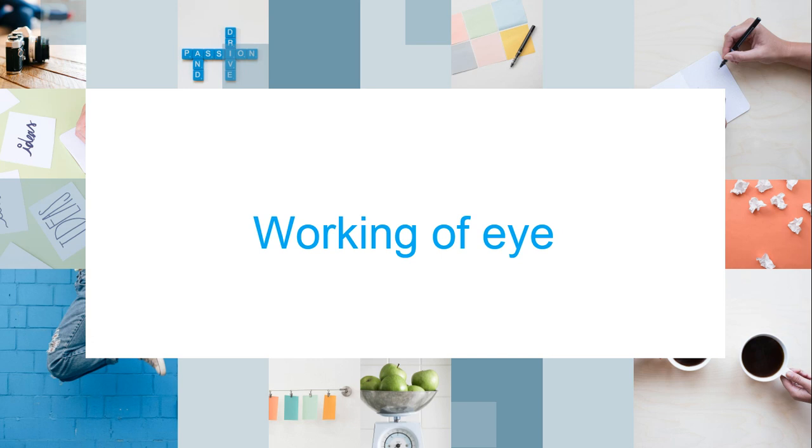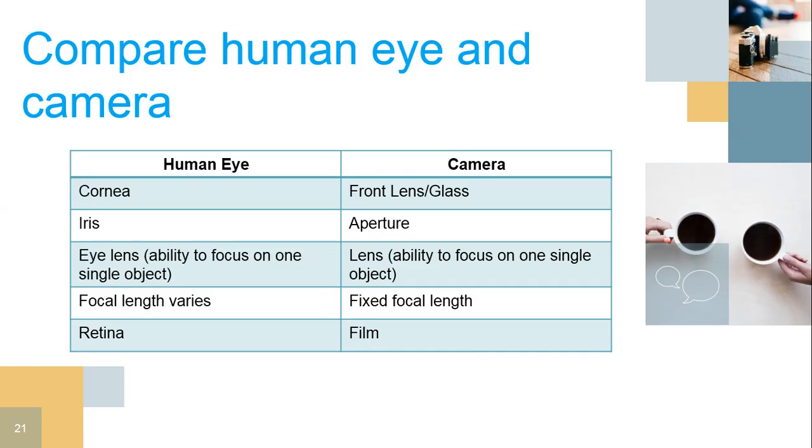Next we discuss the working of the eye. Now we discuss comparing the human eye and the camera. First one, the cornea in the human eye, that is the front part of our eye. In a camera, it is the front lens or glass. It is a front lens. We can adjust the focus. It is a transparent part of the camera.